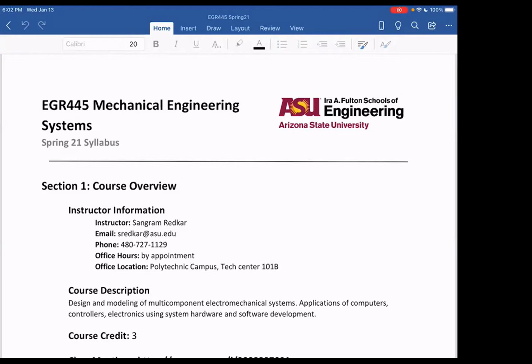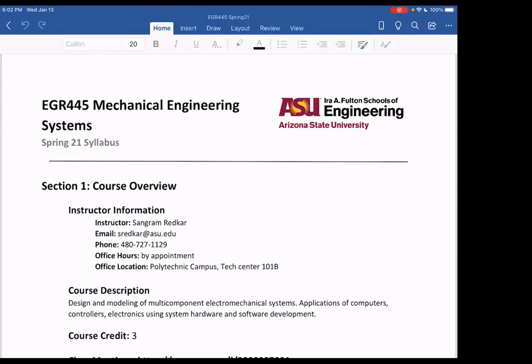Now, the syllabus is uploaded on Canvas, so take a moment to review it. My name is Sangram Redkar, and my email is sredkar@asu.edu. I have given my contact information. My office hours are by appointment, so if you want to make an appointment, just shoot me an email, or I would be happy to help after the class.